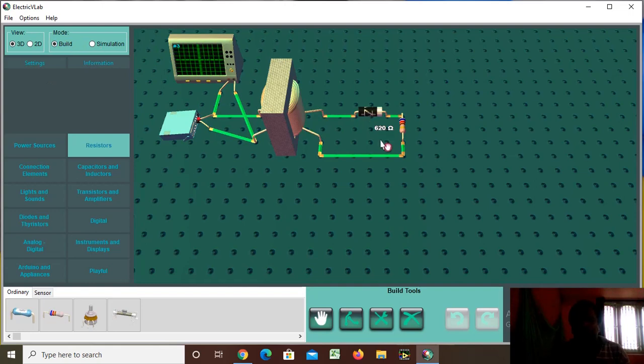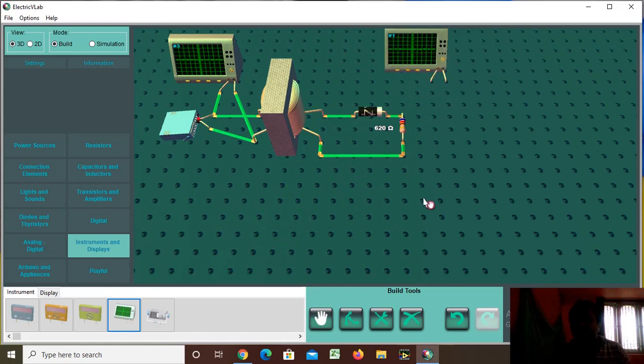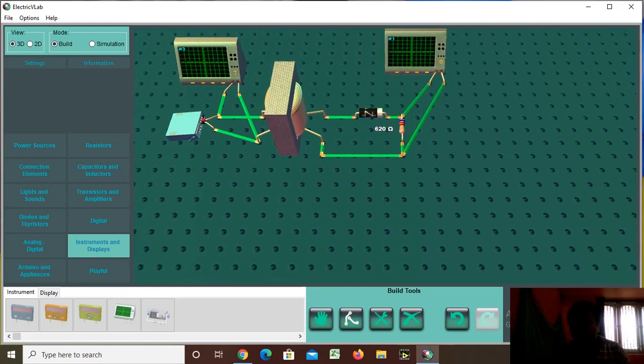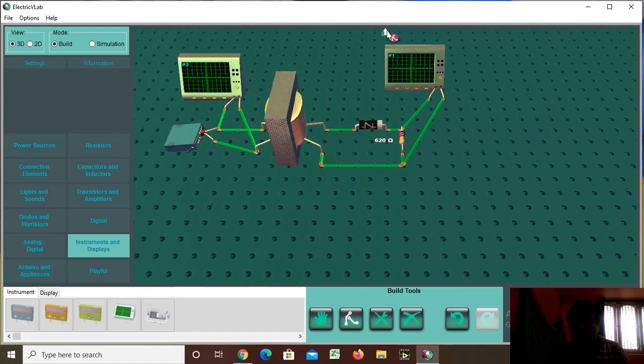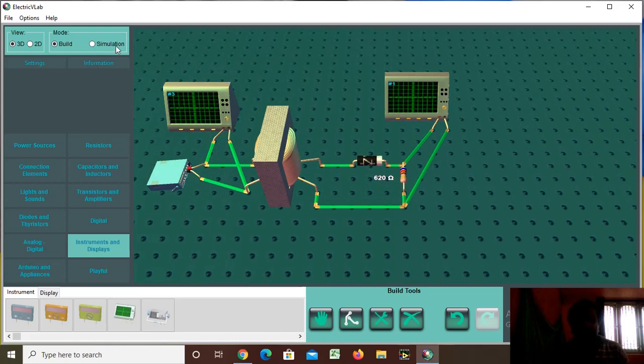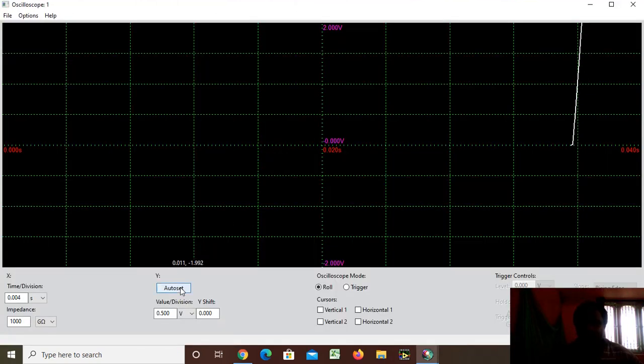Now what I want to do here is connect one more CRO on the output side. Let's copy this. Okay, I'll take one more CRO. Let's connect it here, and this is connected here. So this is okay, fine. Now let's simulate. Okay, you can see here.